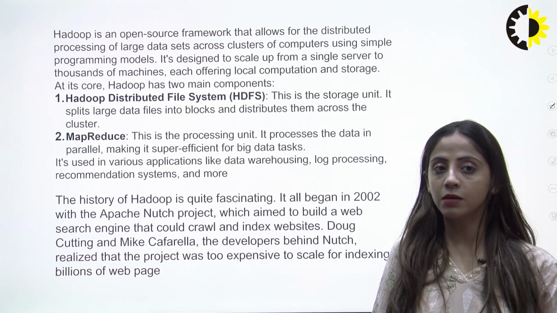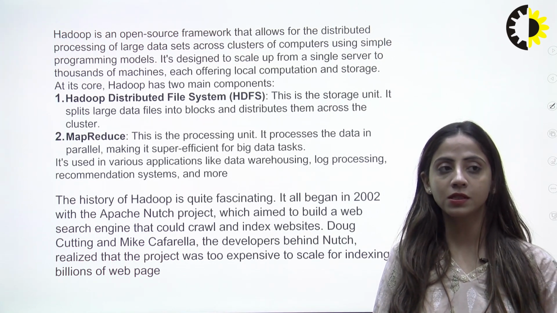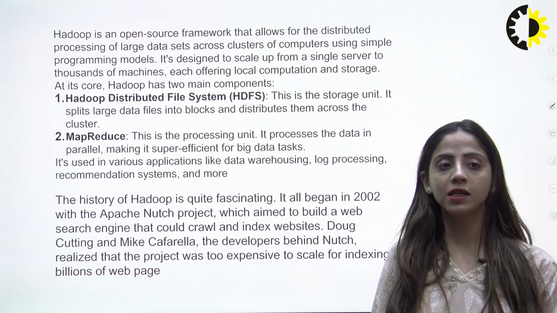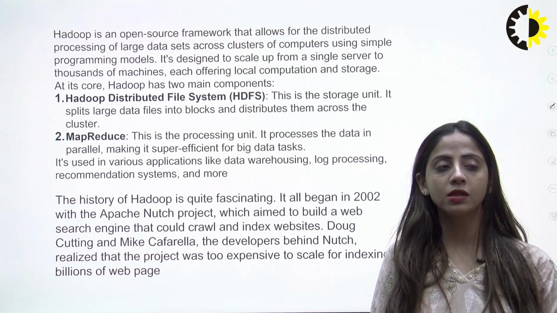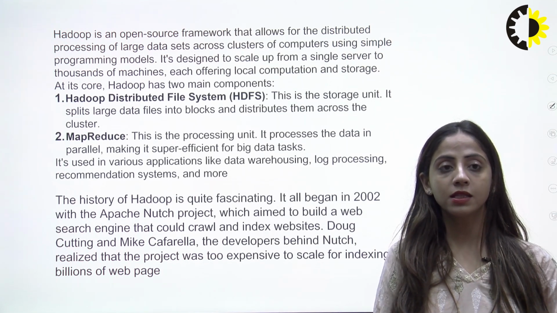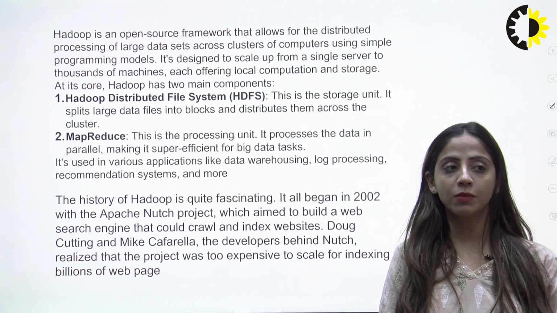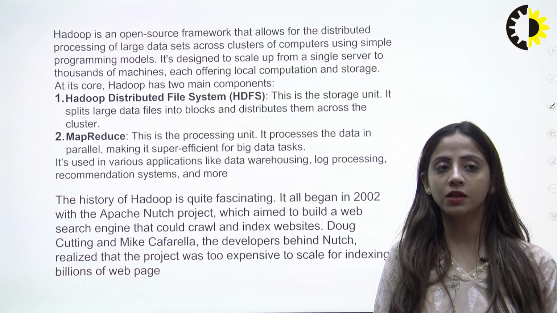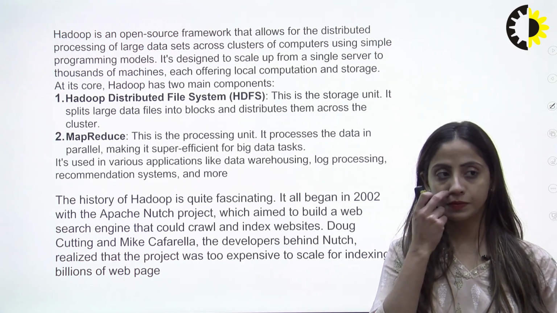Hadoop has two main components. The first one is Hadoop Distributed File System or HDFS. This is the storage unit. It splits large data files into blocks and distributes them across the cluster. Second one is MapReduce. This is the processing unit. It processes the data in parallel, making it super efficient for big data tasks. It is used in various applications like data warehousing, log processing, recommendation systems and more.